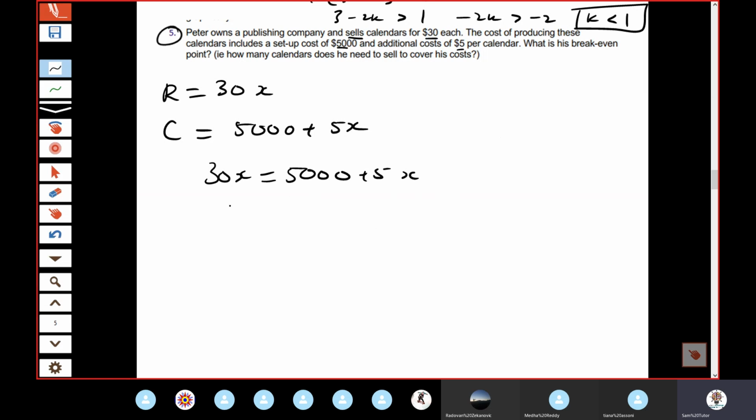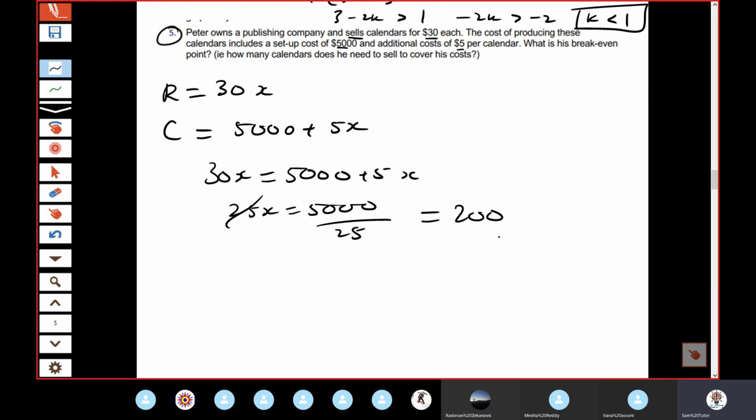All right, and then bring it over to one side. Divide by 25. Our number should be 20 or something. 200. So if you can sell 200 cakes, calendars, whatever, you're not making any money, but you're also not losing any money.